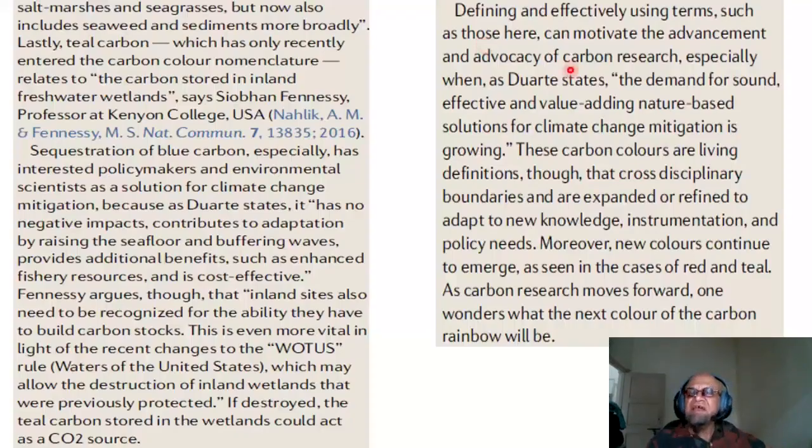Anyway, defining and effectively using terms such as these can motivate the advancement and advocacy of carbon research, especially when, as Duarte states, the demand for sound, effective and value-adding nature-based solutions for climate change mitigation is growing. These carbon colors are living definitions, though, that cross disciplinary boundaries and are expanded and refined to adapt to new knowledge, instrumentation and policy needs. Moreover, new carbon colors continue to emerge, as seen in the case of red and teal. As carbon research moves forward, one wonders what the next color of the carbon rainbow will be.